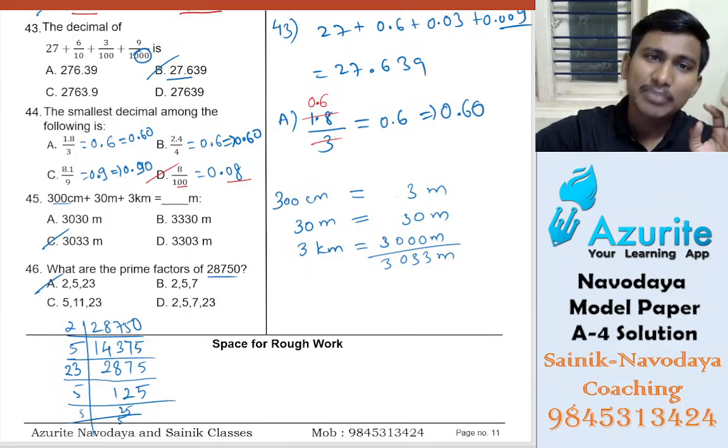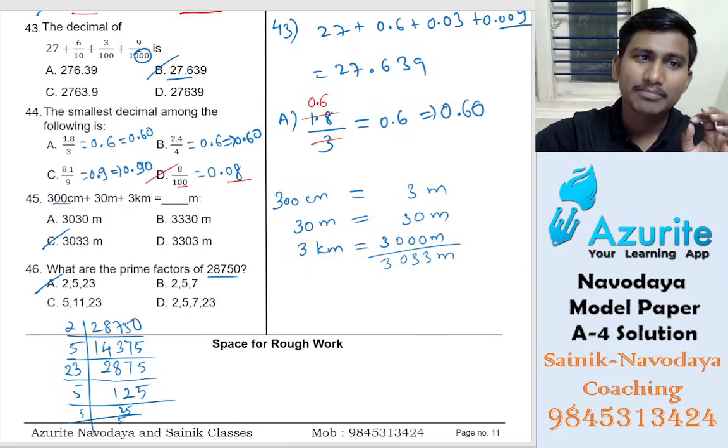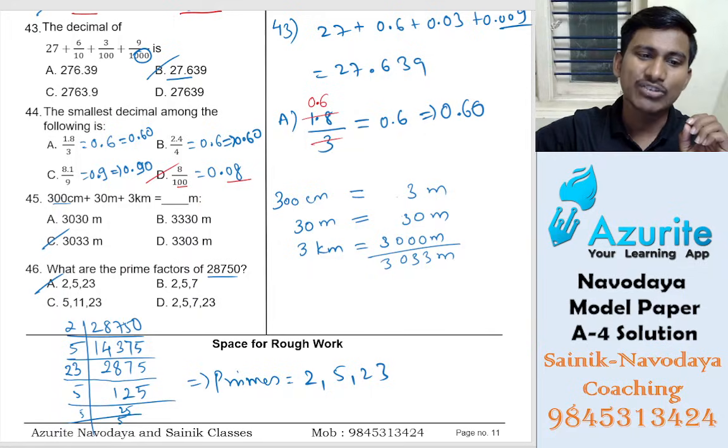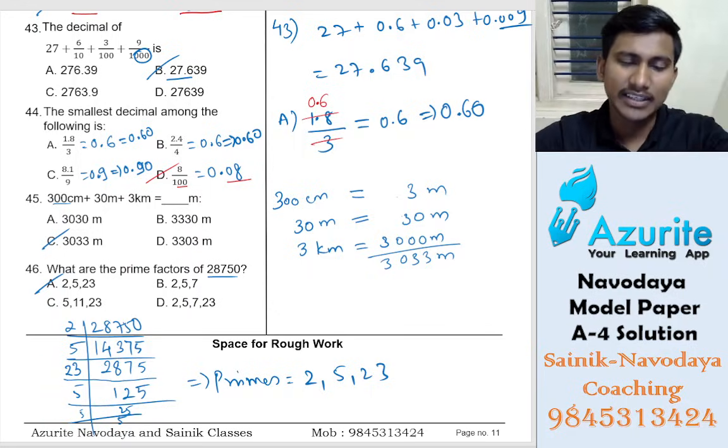So which are the prime numbers here? Different prime numbers. So which are the primes? If you see, that is 2, 5, 23. Here 5 is repeated, right? Same. That is why I have written only one. So option A is the answer here. Understand?